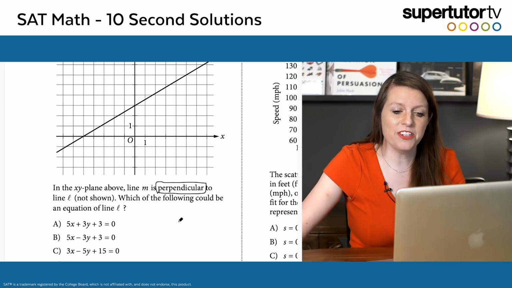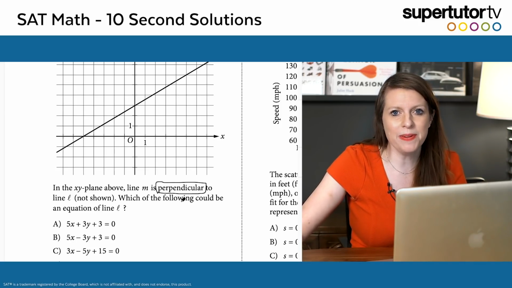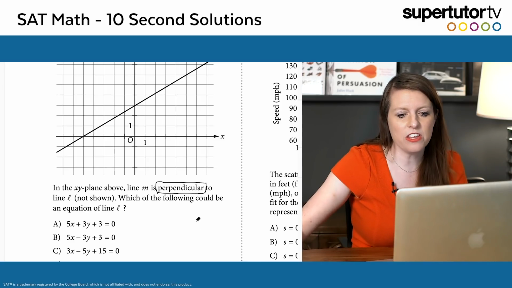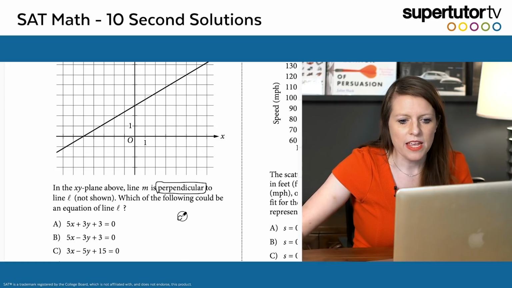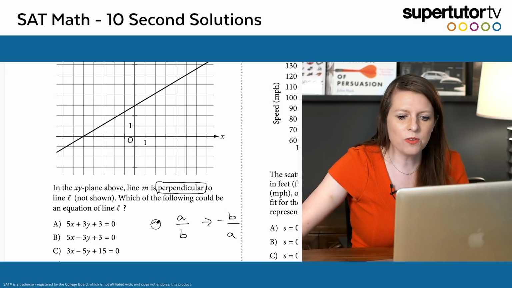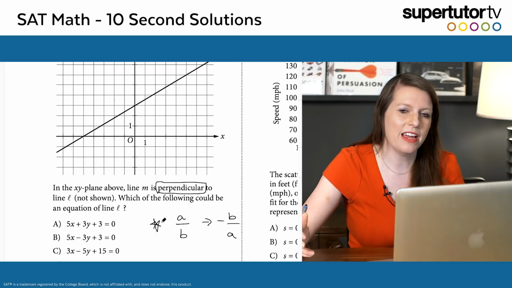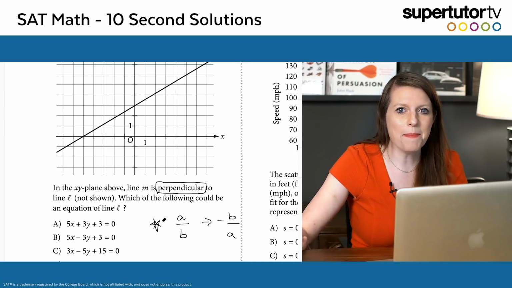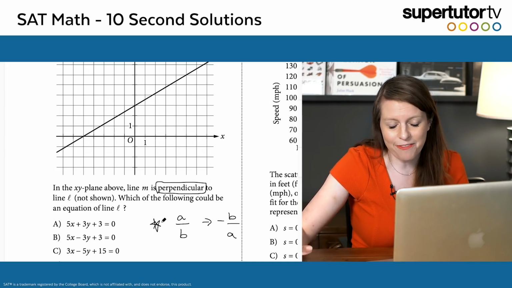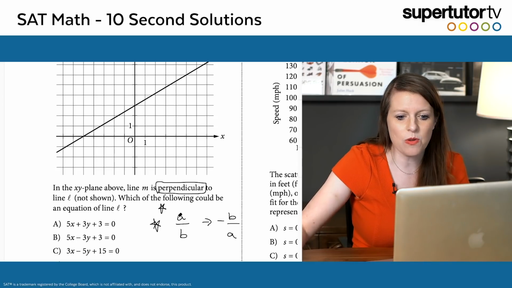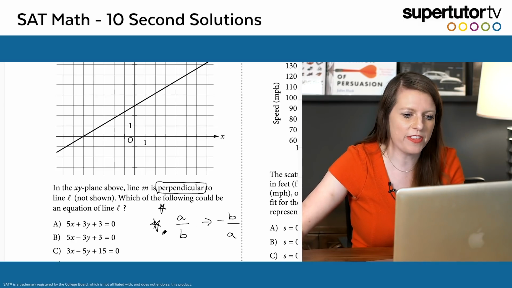The first thing that I'm going to talk about is perpendicular lines. Remember, perpendicular lines have slopes that are opposite reciprocals of one another. This is a fact that you should know. So for example, if the slope of the line that we're given is a over b, that means the perpendicular line is going to have a slope of negative b over a. This is ground rule number one. You have to know this before going into this. That's not my 10-second tip. That's a different tip, but this is outside information that you have to know first. So I'm just going over that so you guys know that.